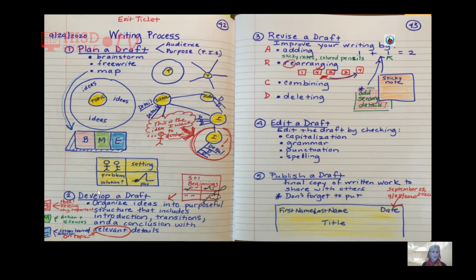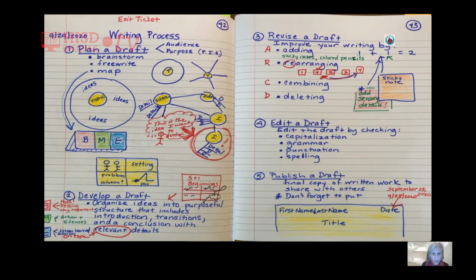So that's plan a draft, then develop a draft, then revise a draft, where we're using ARCD. We're improving our writing by adding, rearranging, combining, or deleting, taking away. So I love this stage because it's the sticky notes. You can do the highlighters. You can do the colored pencils. You want to layer your writing.